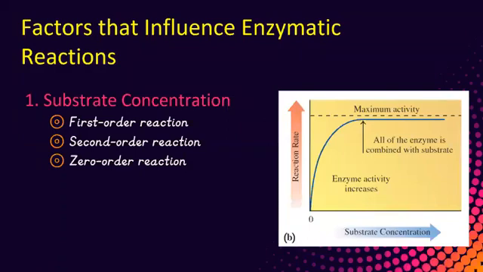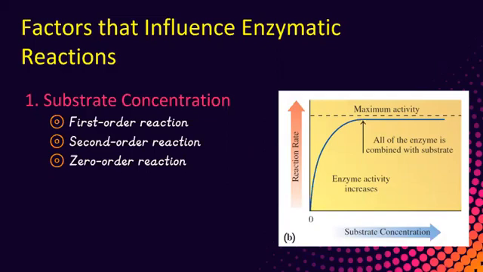So, factors that can influence enzymatic reactions. The first one is the concentration of our substrate. The rate of a chemical reaction can increase as the concentration of our substrate increases as well. The enzymes can greatly speed up the rate of our reaction.